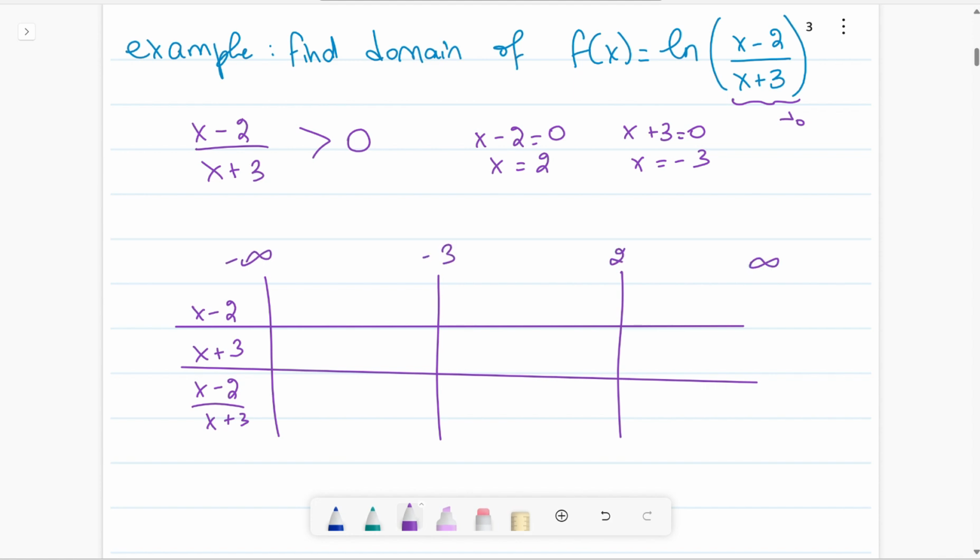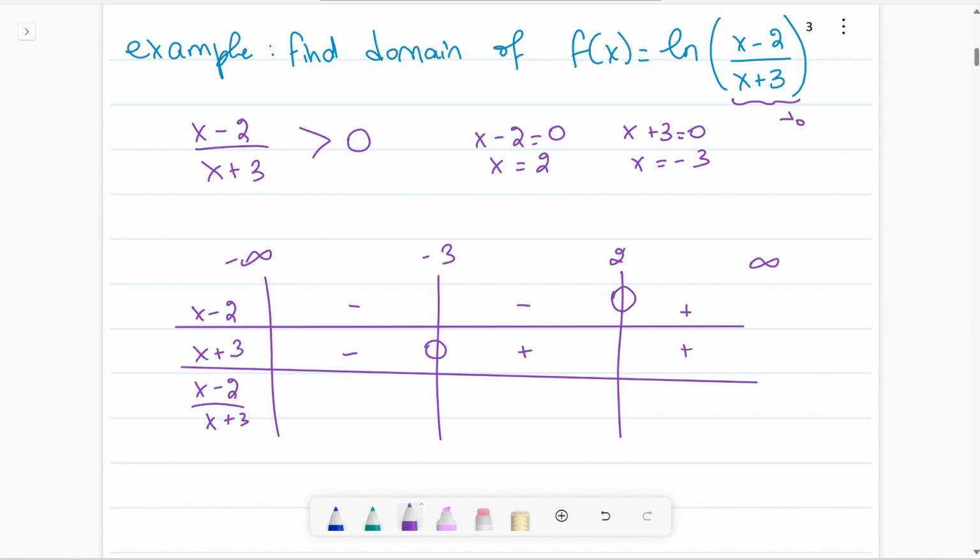So x minus 2, we agree that it is 0 when x equals 2. Any value greater than 2, let's say 3, 3 minus 2 gives a positive answer. Any value less than 2 will give us a negative answer. X plus 3, we also agreed that it's 0 when x is -3. Any value greater than -3 will give a positive answer, and any value less than -3 will give a negative answer. So now, this is a sign table.